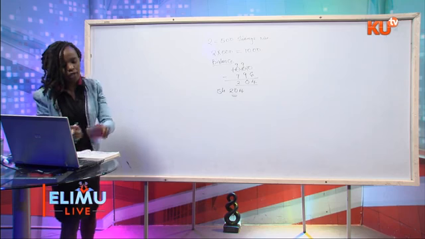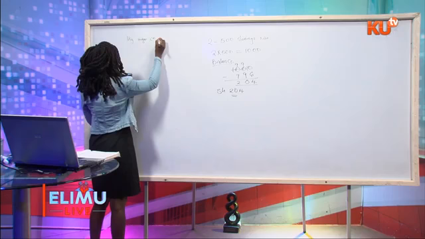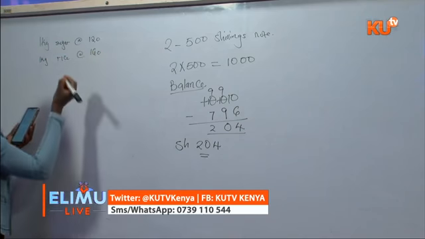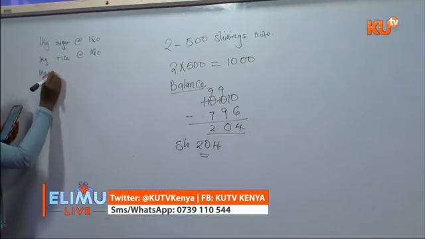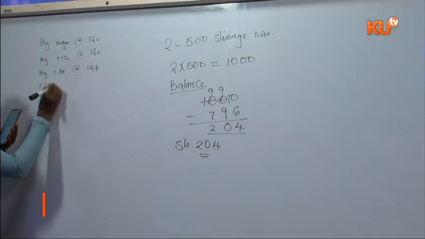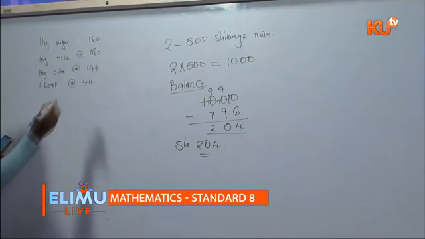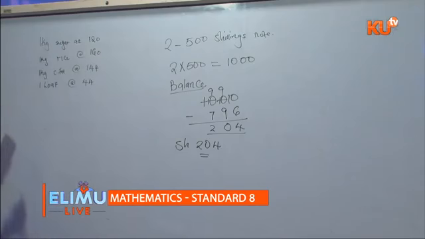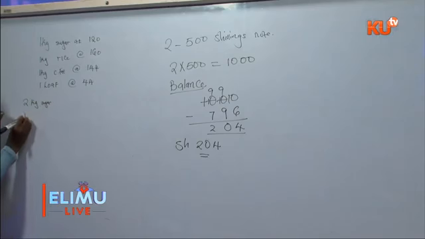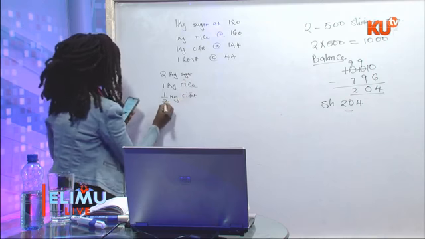So 1 kg of sugar at 120 shillings. Then 1 kg of rice at 160 shillings. And then we have 1 kg cooking fat at 144 shillings. And then 1 loaf of bread at 44 shillings. So these were the prices in the shop. And then you're told that this person, Subira, bought 2 kg of sugar and then bought 1 kg of rice. She bought a half kg of cooking fat and also 3 loaves of bread.